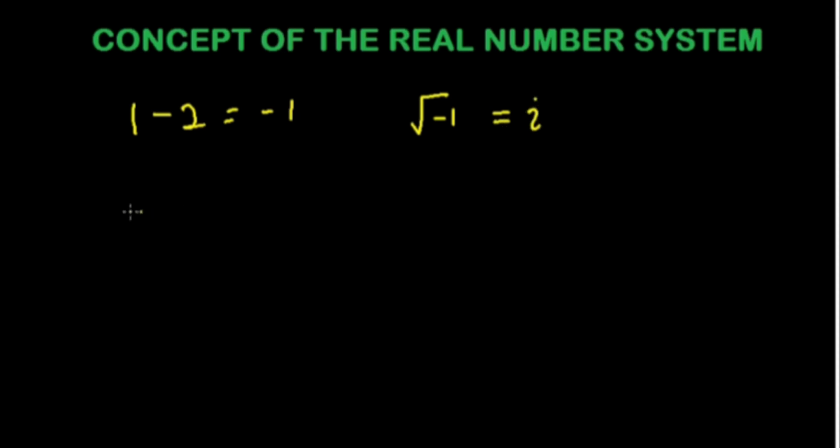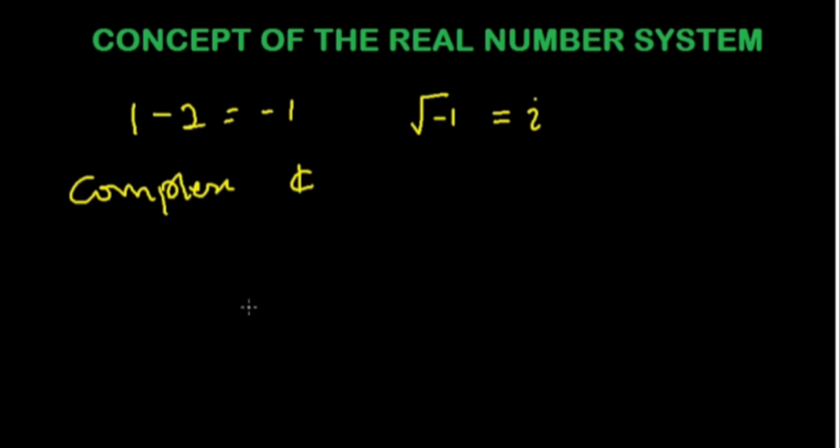Do you get? So now there is an extension in the real number system. That extension leads to something we know as complex numbers. Complex number is an extension of the real number system, and it's denoted by this. This is how complex number is denoted.